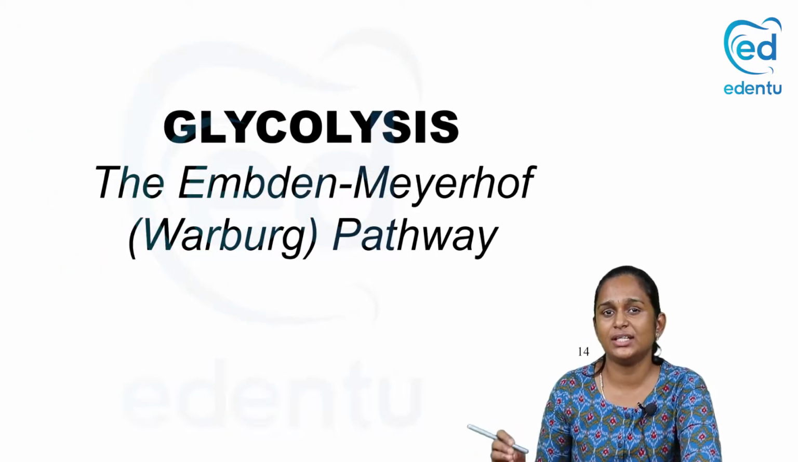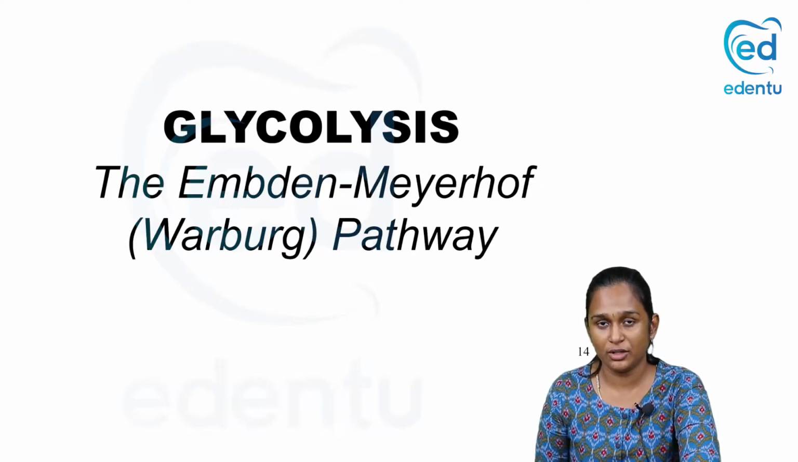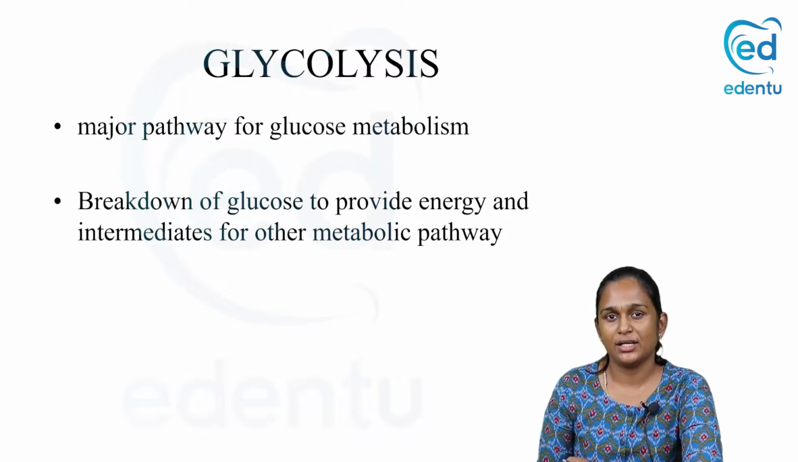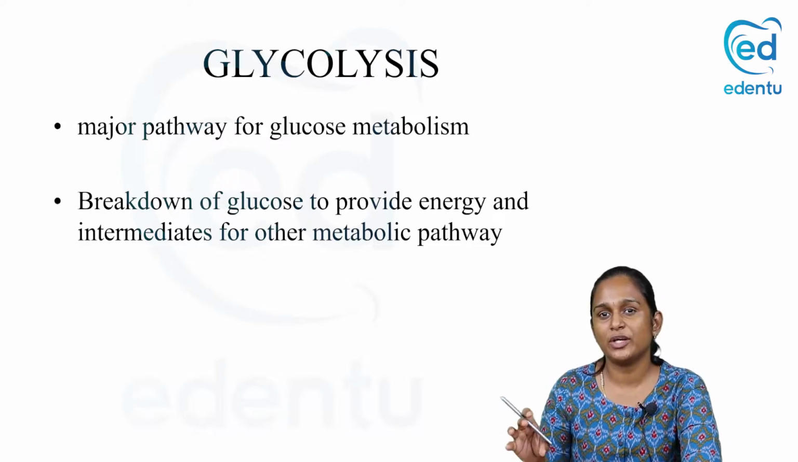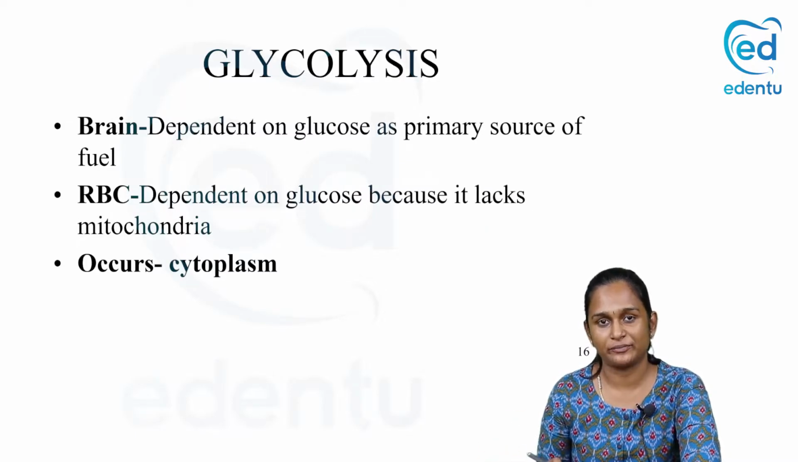First, we will see glycolysis. Glycolysis is otherwise called Embden-Meyerhof pathway, or otherwise called Warburg pathway. What is glycolysis? Lysis means breakdown. The glucose is broken down. So this is a major pathway of carbohydrate or glucose metabolism. Why is this pathway happening? To provide energy. And it also provides intermediates for the other metabolic pathways.